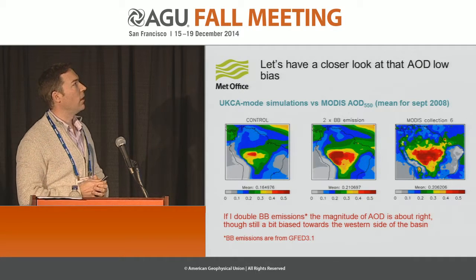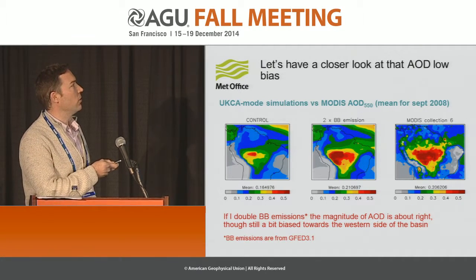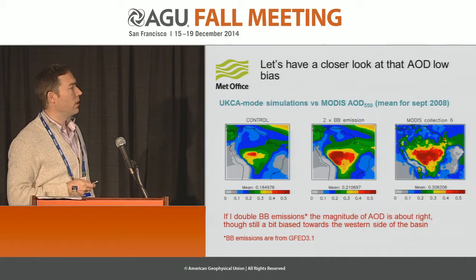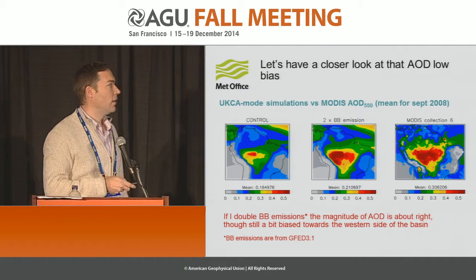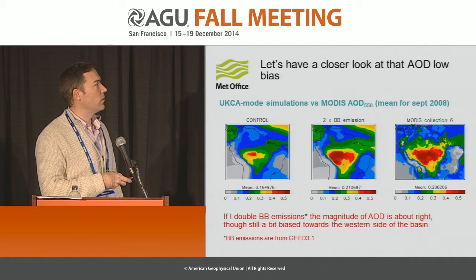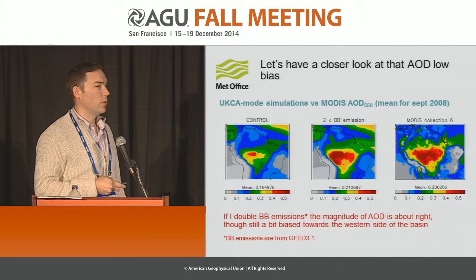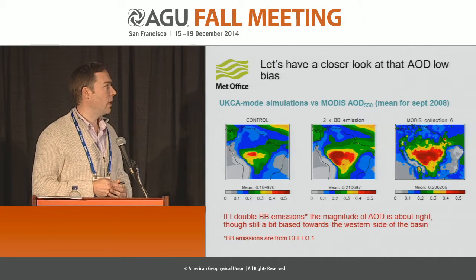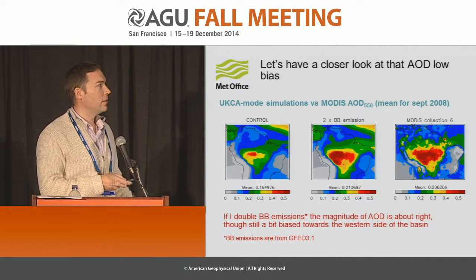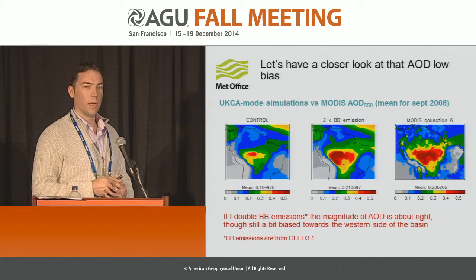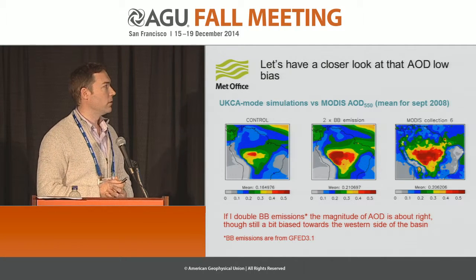So let's have a little closer look at that AOD bias. Now I'm just showing you the UKCA mode simulations compared against MODIS. And this is the control run where I don't tune up the biomass burning emissions, but if I double them, then I get about the right magnitude of the AOD. There's still a little bit of a bias towards this western region rather than the eastern region. And this goes back to the GFED emissions, which tend to produce a lot of emission over the deep forested regions and less over the Cerrado regions where the biomass density is lower and where you have a lot of small fires which are harder to detect from the burn scars.